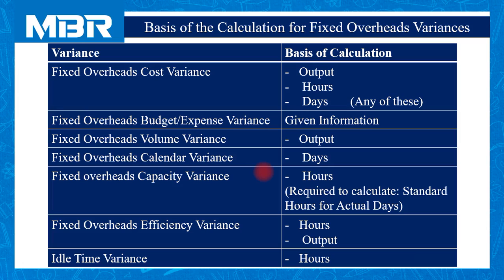And last, IT variance. If information related to IT hours is given by the examiner in the question, it is subject to the condition of information, and it is always calculated on the basis of hours. So this particular information is the most important for you because we have different bases of calculation.